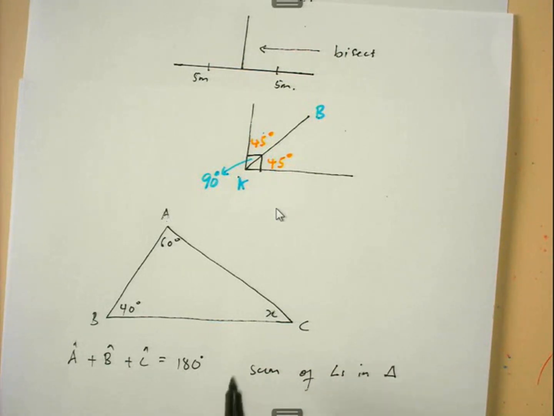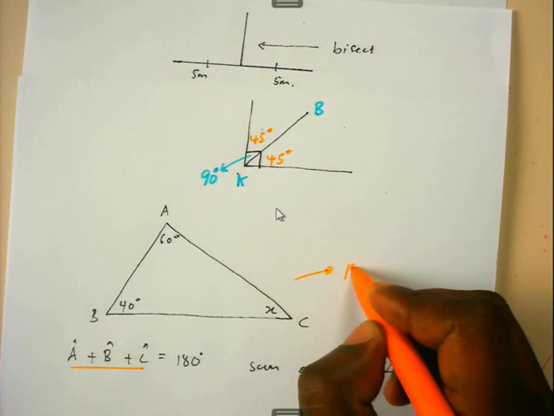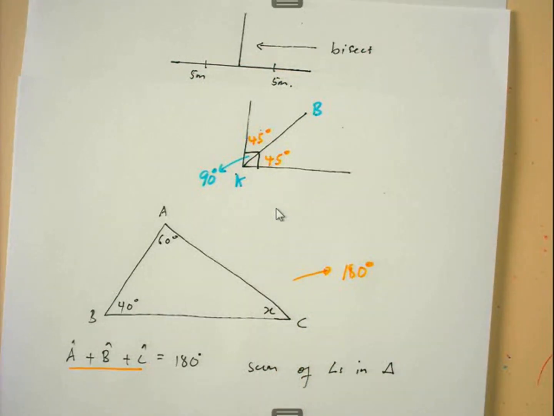The sum of angles. Because we agree that all the angles of a triangle, when you add them, must always give you 180 degrees. So when you see a triangle, you must think about, do I have the angles there? Can I add all the angles? Because those must give us 180 degrees.